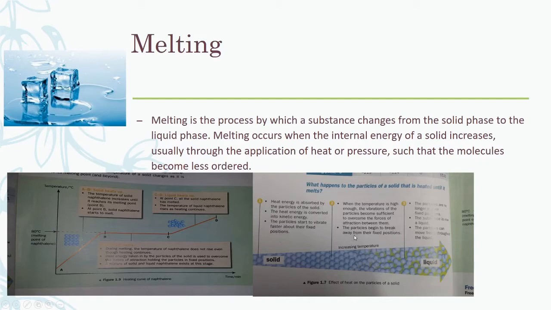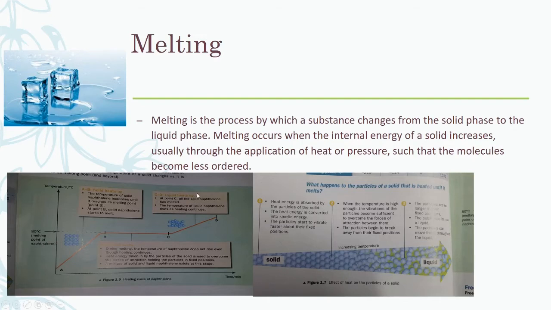So when a lot of heat energy is converted into kinetic energy, there's so much kinetic energy that the particles vibrate a lot, which makes them overcome, or the forces of attraction start to loosen up between them and they break away from these fixed positions. So the particles are no longer in their fixed positions and the substance is now a liquid. The particles can now move freely throughout the liquid, because that is one of the main properties of the liquid state.